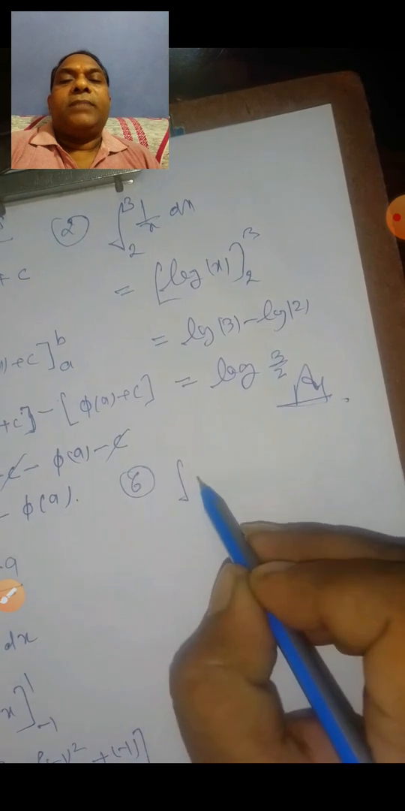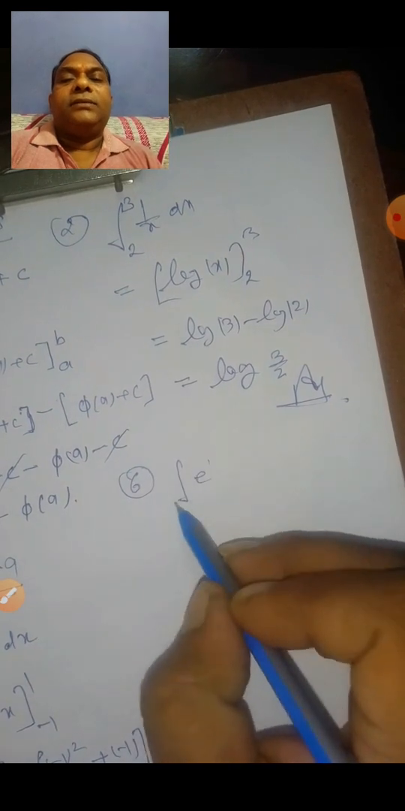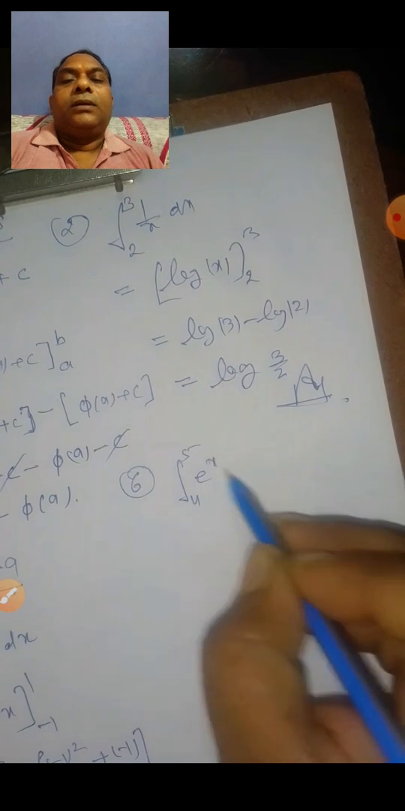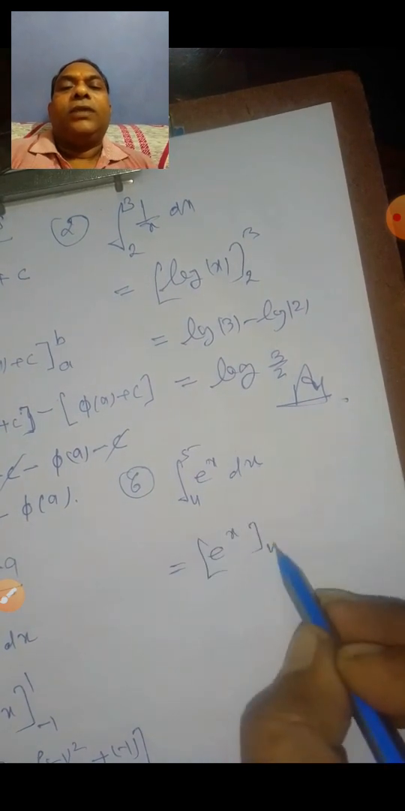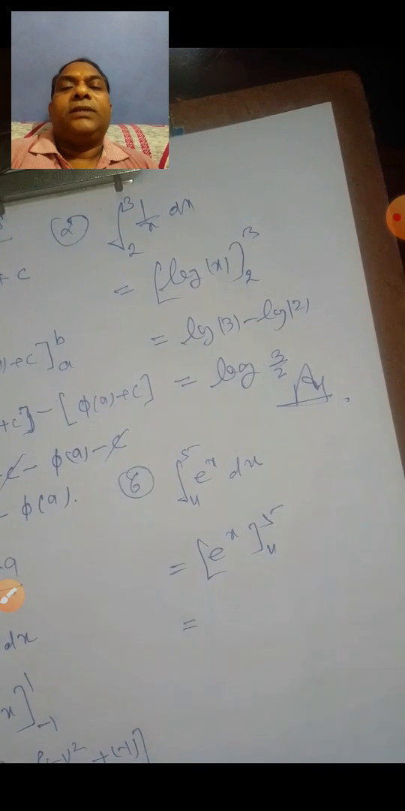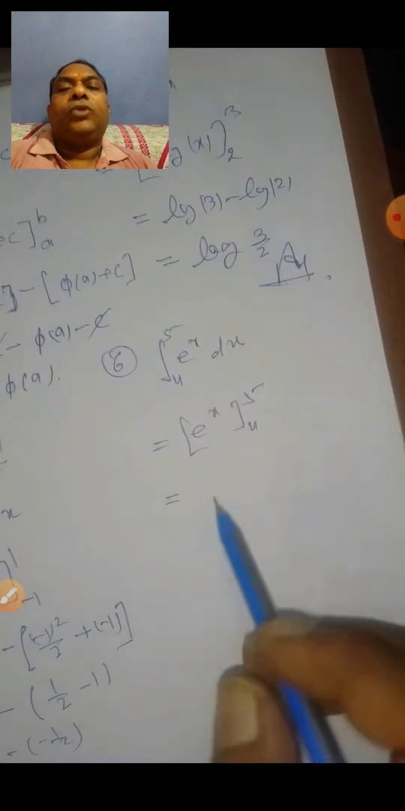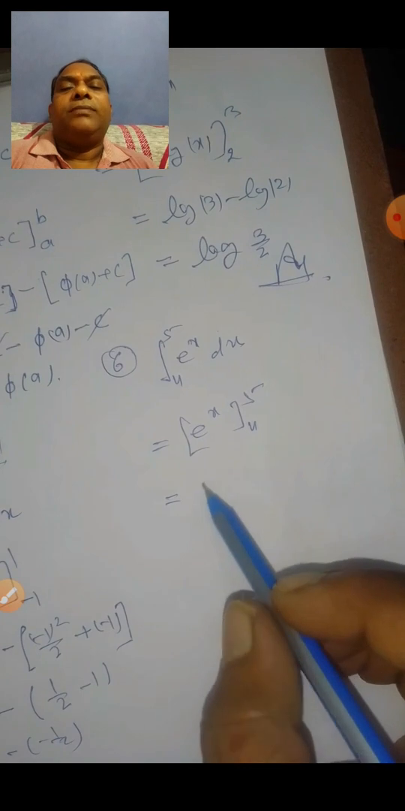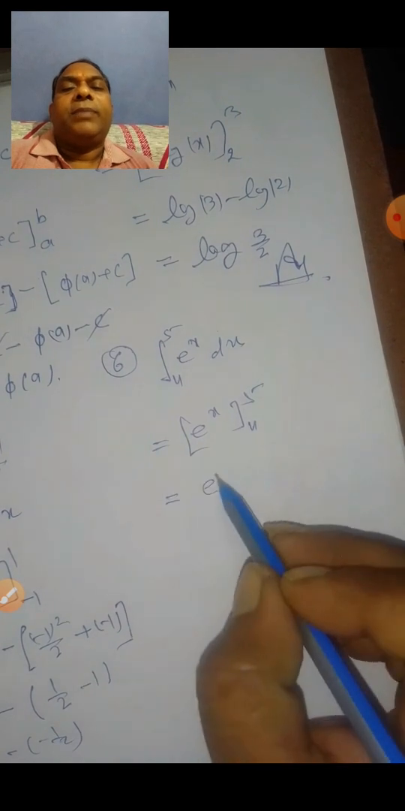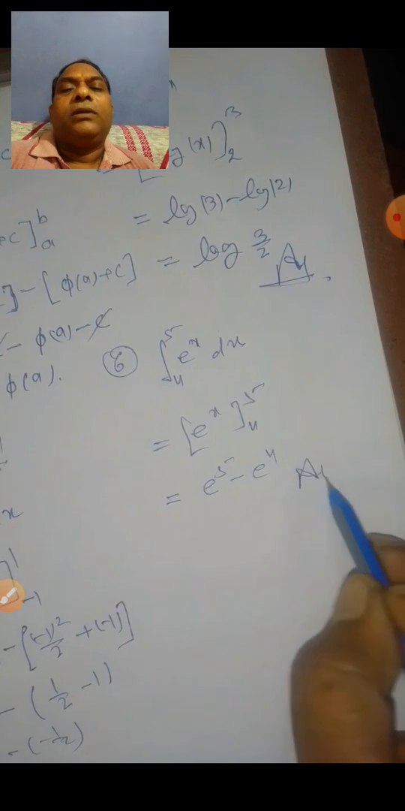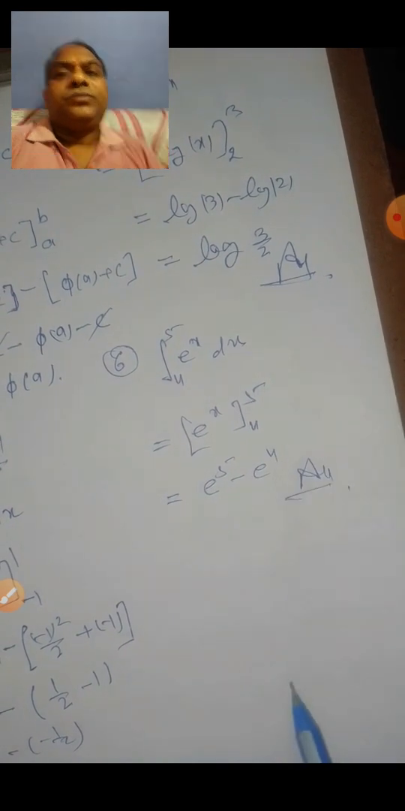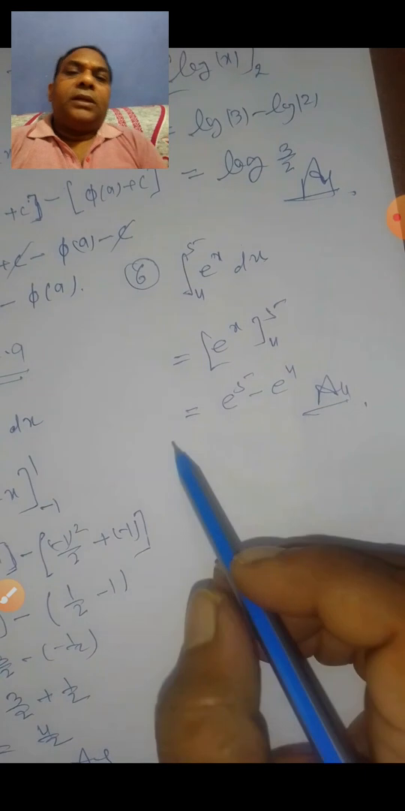Question number 6. Integration 4 to 5 e to the power x dx. So we know that integration of e to the power x is e to the power x. So e to the power x from 4 to 5. Now apply the limit, upper limit e to the power 5 minus lower limit e to the power 4 will be the answer. Clear? Next question.